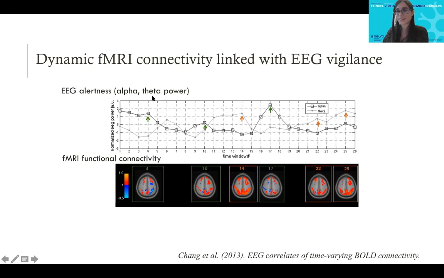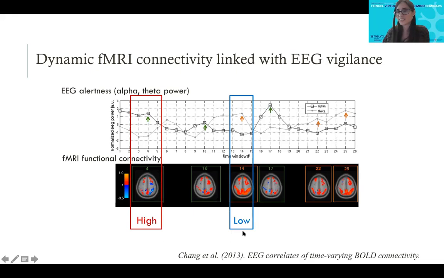And if we took a 10 minute scan and broke that into 40 second sliding windows of data over time, we found that windows of time where the person was more likely drowsy, according to the EEG, came with more widespread positive correlations between the default mode and dorsal attention networks compared to when the subject was more likely alert, where we saw weaker correlations and more anti-correlations.